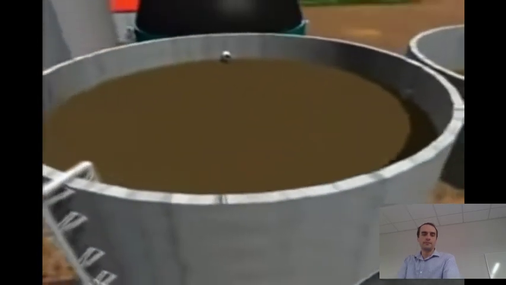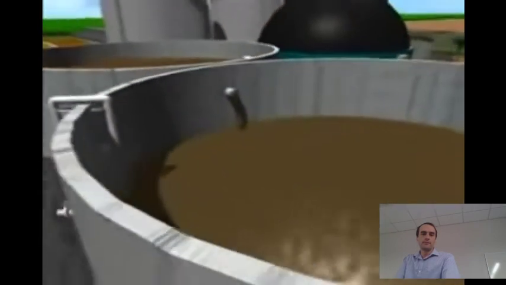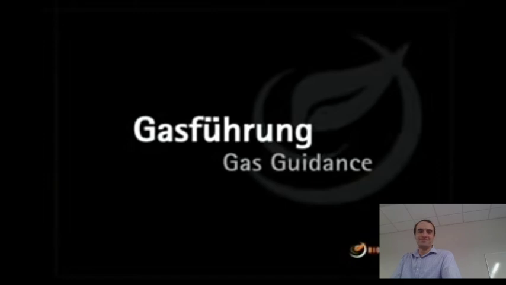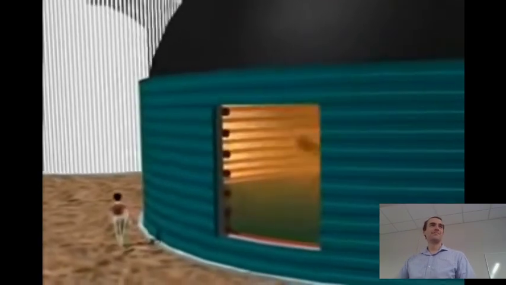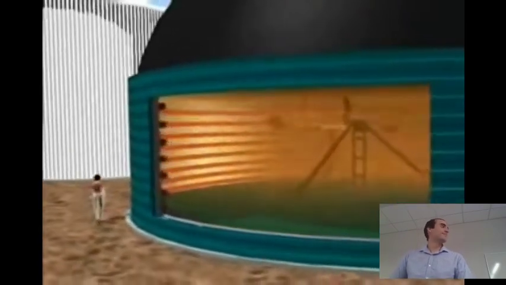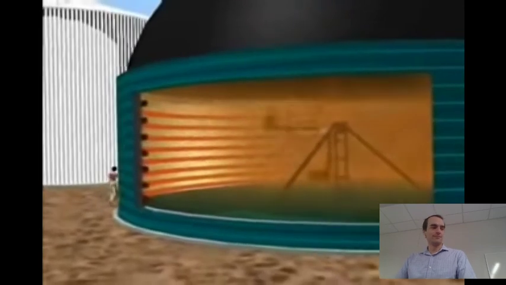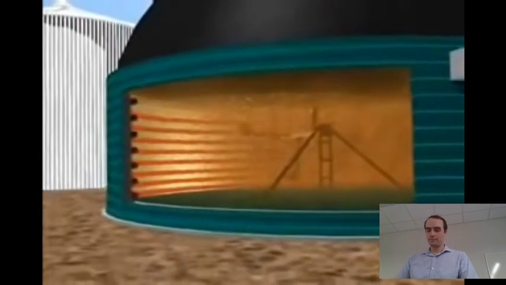When fermentation is complete, the thin liquid substrate is pumped into 2 reinforced concrete tanks, where it is stored until it can be brought out onto the fields. Fermenters are filled regularly with biomass, are airtight, heated, and regularly stirred. The biogas forms within a matter of days.